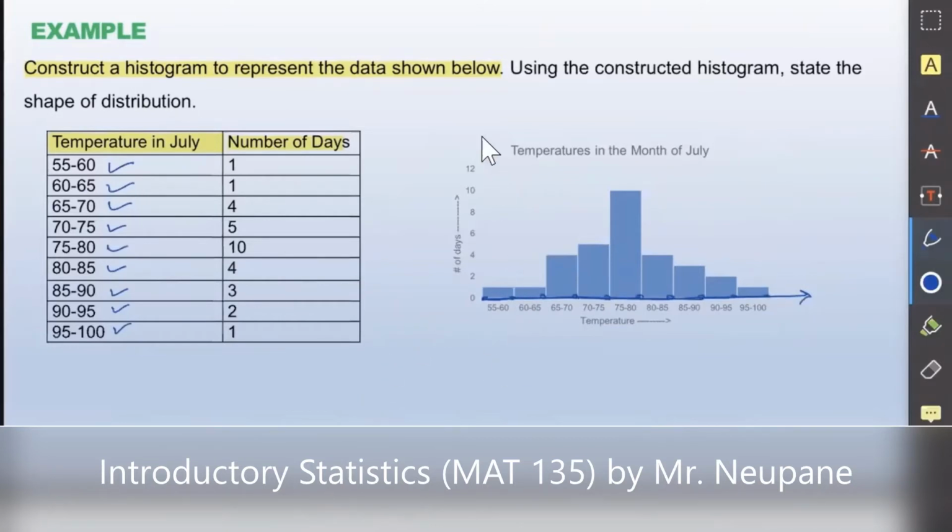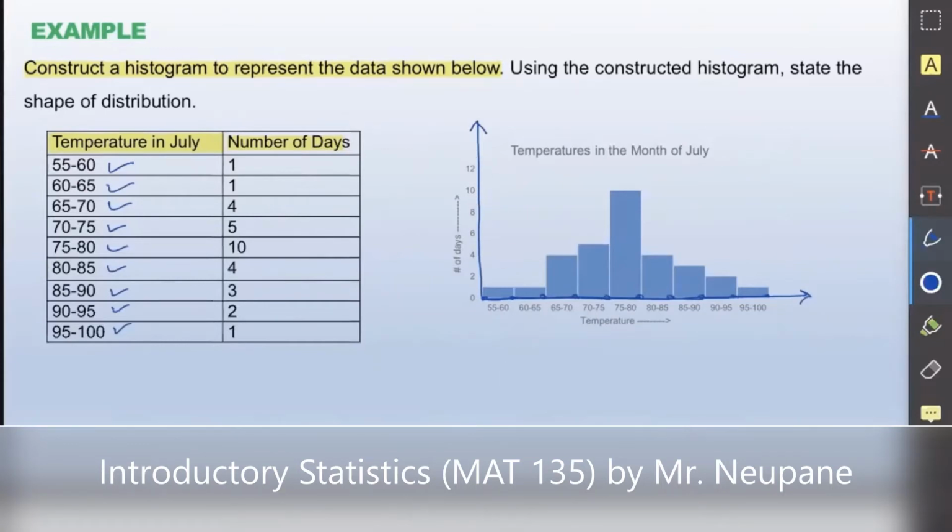Then along the y-axis, you label the frequency. Here you can see your frequencies are 1, 1, 4, 5, 10, 4. So we have to go up to a maximum of 10 or little above that. So along the y-axis, you put the frequencies, which is the number of days. So what I'm doing here is I'm labeling by 2, 0, which is right here at the bottom, then 2, 4, 6, 8, 10, 12.